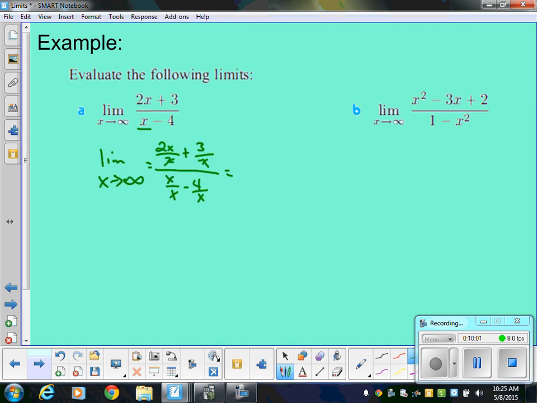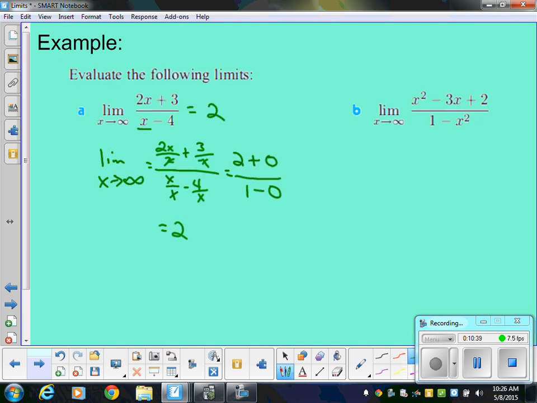Well, 2x divided by x is just 2 plus. Well, what's 3 divided by a very large number? No matter what, if I go to a million, billion, trillion, it's just going to be 0. It's approaching 0. As I put x to infinity, it becomes 0. On the bottom, what's x divided by x? 1. Minus, what's 4 divided by infinity? 4 divided by anything large is going to eventually become 0. It's insignificant. So my answer is 2. The limit of this function is 2.